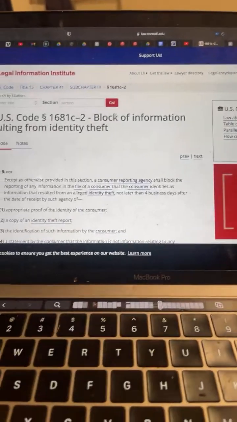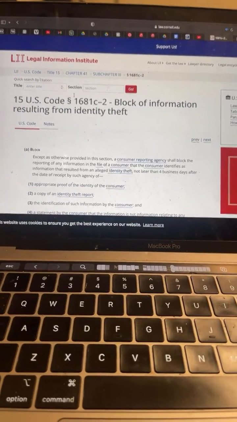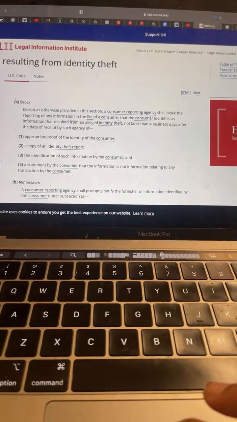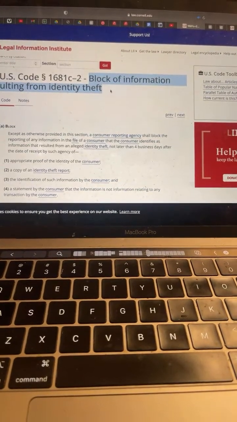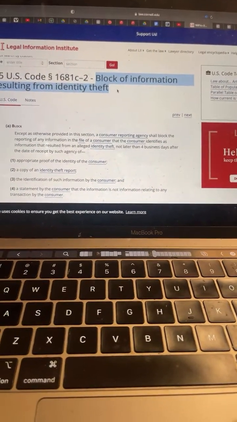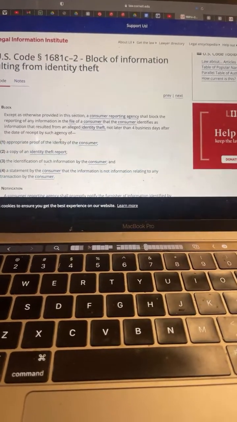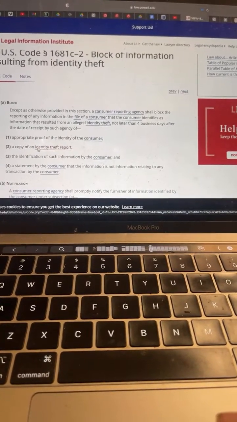First and foremost, the first consumer law code is going to be 15 USC 1681c-2. This one is for inquiries. If you have inquiries, these are literally the 4 steps it states for you to get a block of information resulting from identity theft. The 4 steps include, number 1, proof of identification. Number 2 will be your identity theft report.